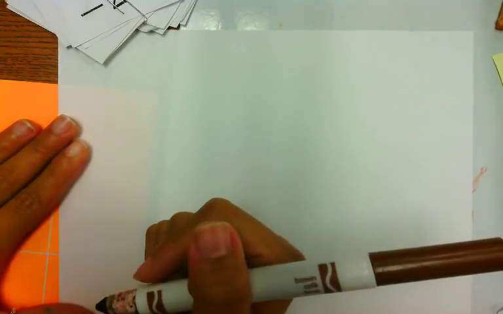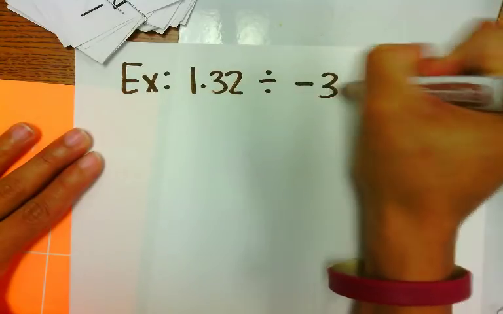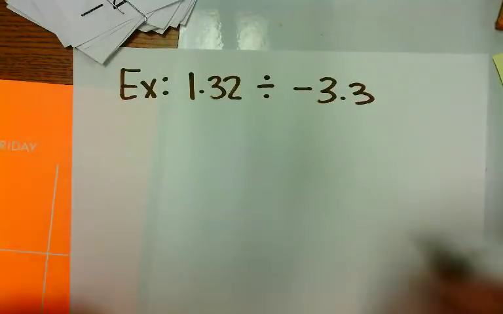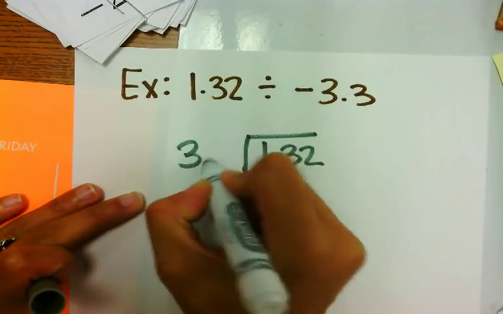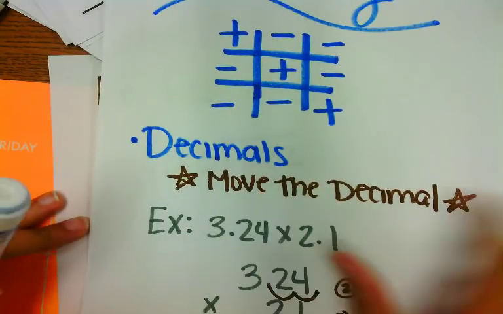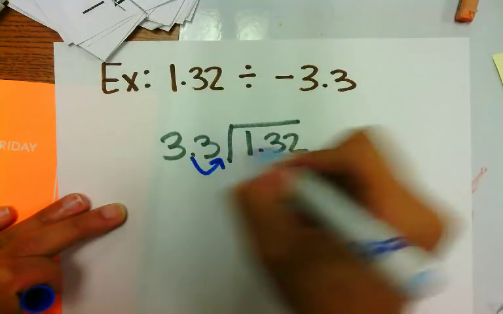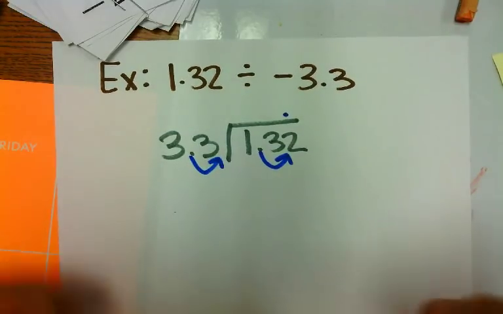Now, if you are dividing decimals, same thing. So we have our example. Let's say we have 1.32 divided by a negative 3.3. Well, the first number is always going to go inside. So we got 1.32 divided by 3.3. Now, like we said before, you have to move the decimal. So I'm going to take this decimal and move it in. If I move it once here, I have to move it once here, and then bring it straight up. And now you just divide like normal.